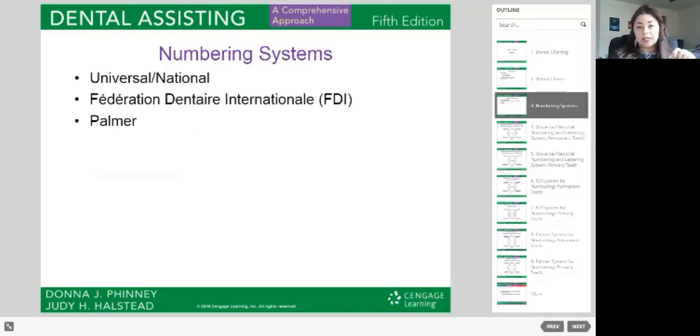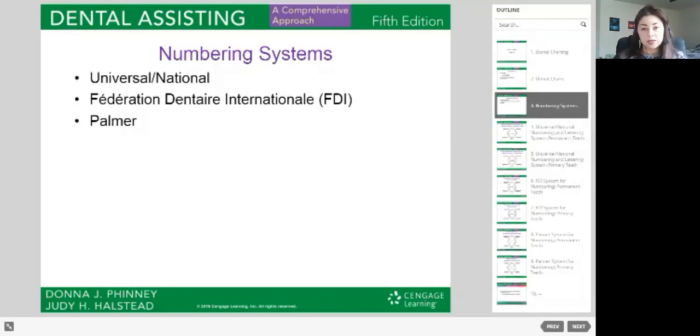There are several different numbering systems in dentistry. The one that we use the most is the universal or the national numbering system. That is where the teeth are numbered from 1 through 32, starting on the upper right side and ending on the lower right side. We'll expand on that in just a second. The Universal, the Fédération Dentaire Internationale (FDI), and the Palmer are the three numbering systems. The Universal was established in 1968. Well, not established in 1968, the American Dental Association adopted this. It is currently the most commonly used here in the United States, like I talked about.